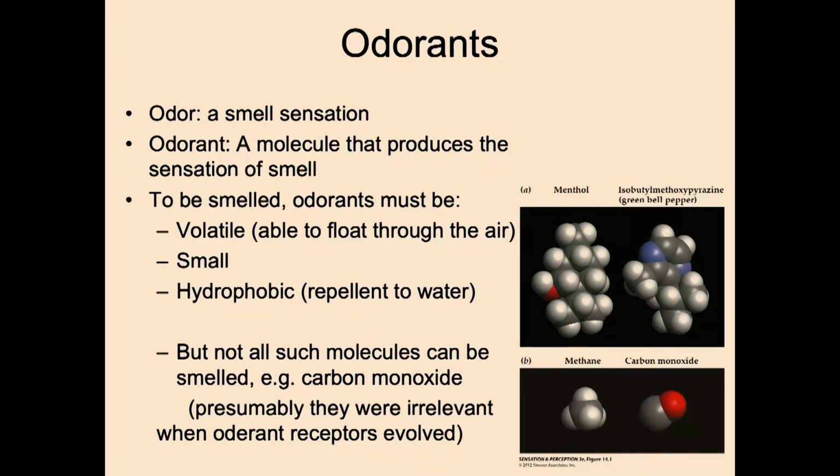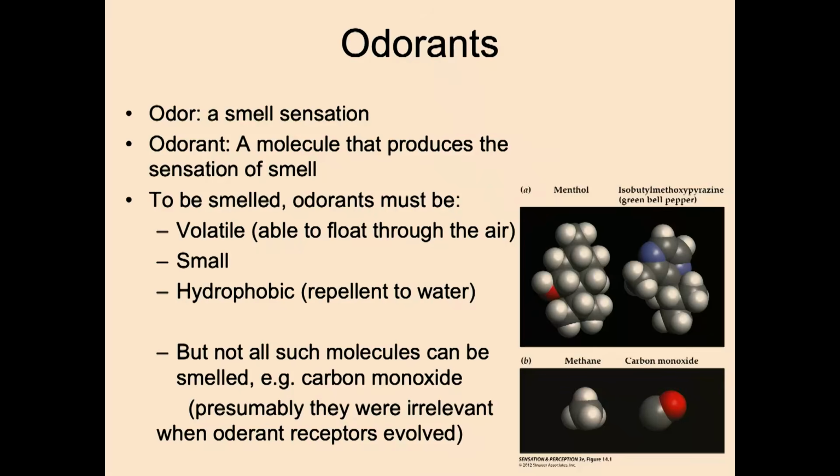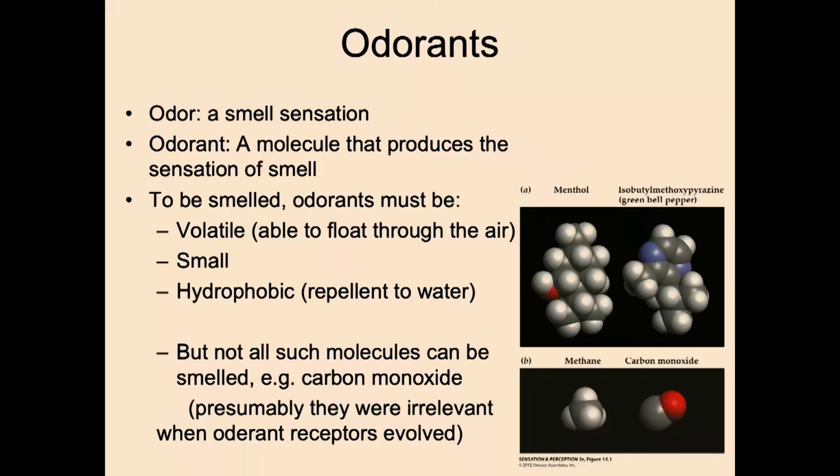So the basic idea of smell is that there are odorants that are given off by substances in the world. Okay? So the term odor refers to the sensation of a smell, and it's caused by an odorant. An odorant is a molecule that produces the sensation of smell. For a molecule to be smelled, the odorant has to be volatile, so it has to be able to float through the air. It's got to be small. It's got to be hydrophobic, repellent to water.